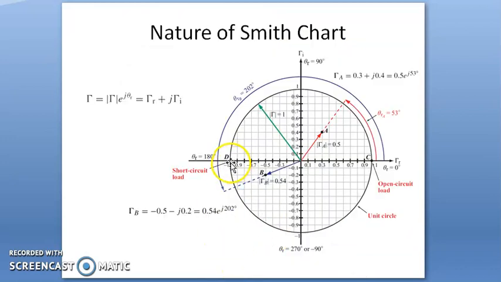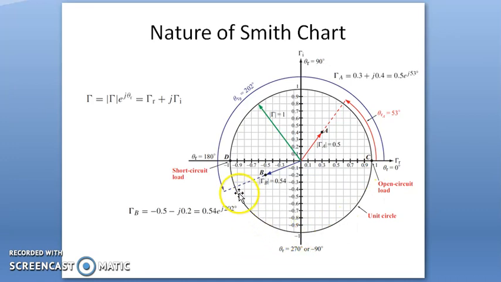Now, at the left end of the Smith chart, R equal to 0. That means the load is short circuited. At the right end of the Smith chart, resistance equal to infinity. That means the load is open circuited.